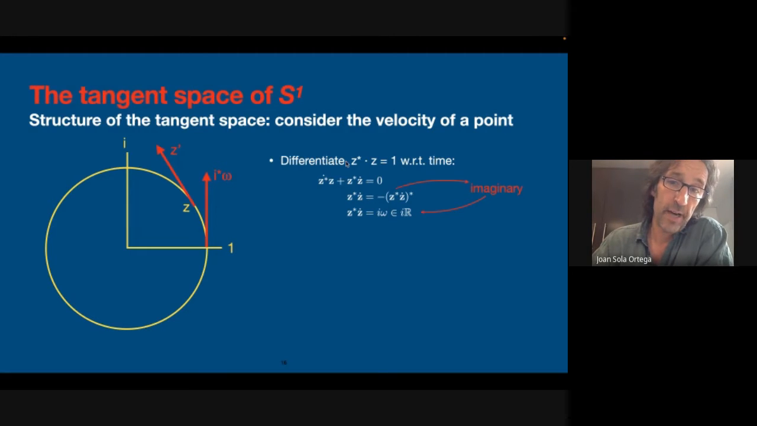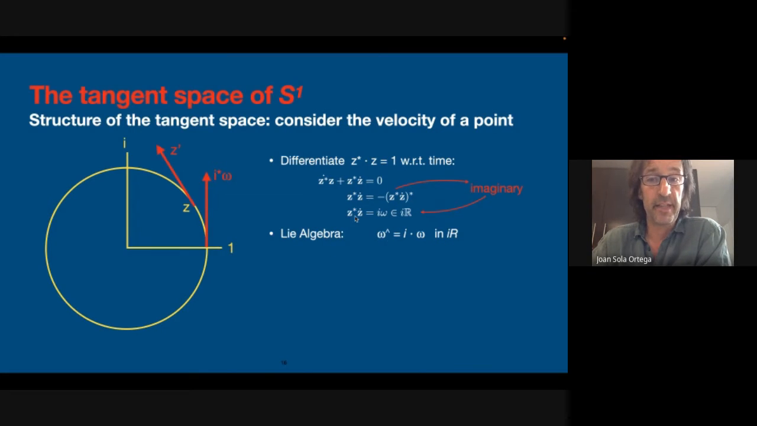So we write the constraint, we differentiate, we manipulate a little bit, and then we discover what is the shape of this element so that this equation is satisfied. It means that this element is imaginary, and then we can write this equation here. So now we related z with z dot and with i omega, which are the elements appearing in this drawing. The Lie algebra is the space tangent to the identity. So it's formed by the elements of the type i omega. We saw this already in the drawing, but now we can see it here.